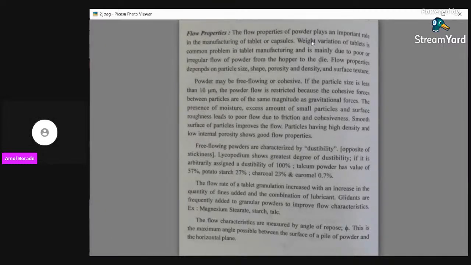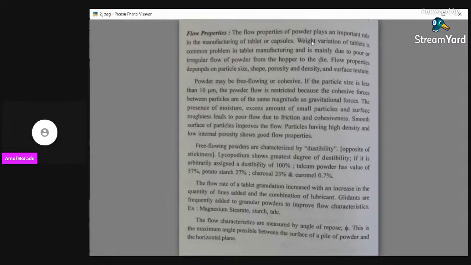So what we want is that all the tablets from a batch should be uniform, should be the same. It may happen that a certain degree of variation is there, but it should be in an acceptable range, not too vast. Plus or minus 1%, plus or minus 2% is acceptable as compared to the average weight of the tablet.